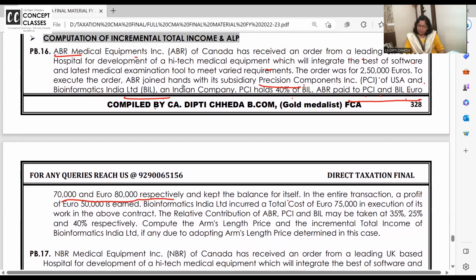टोटल ऑर्डर कितने यूरोस का था, 2,50,000 यूरोस. उसमें से ABR को कितने मिले, 70,000. BIL को कितने मिले, 80,000. बाकी यूरोस क्या कर लिए, अपने लिए रख लिए.